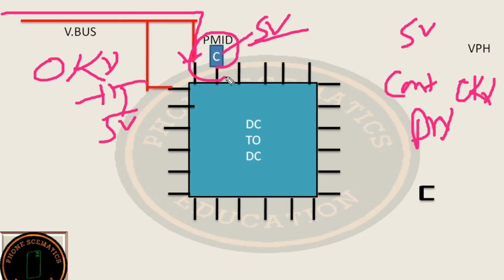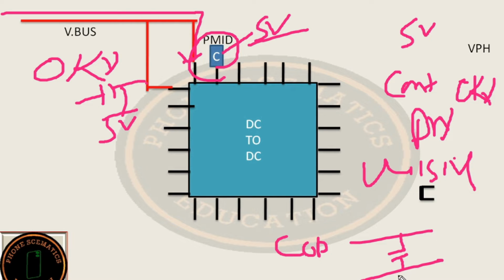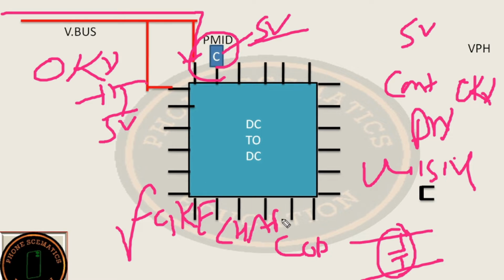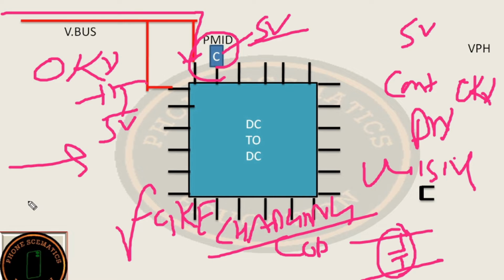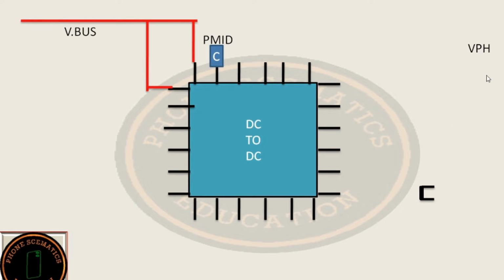If this PMID cap is missing, because sometimes this cap is connected on a parallel line, right? Some people remove this cap, but if this cap is missing, your phone shows fake charging. Your phone does not charge, it only shows the charging logo, not consuming any ampere, right? If this cap is short, that means your primary line is short. Clear?